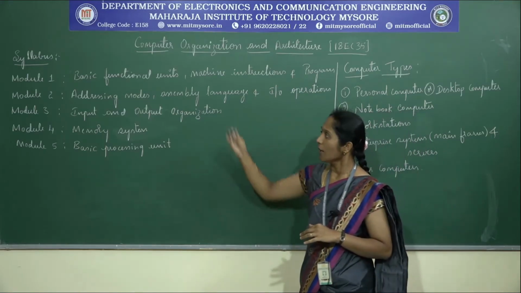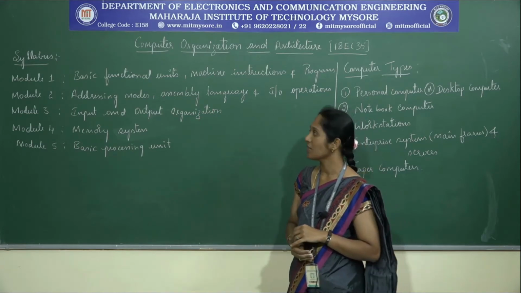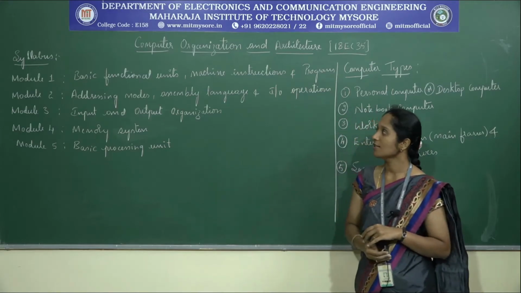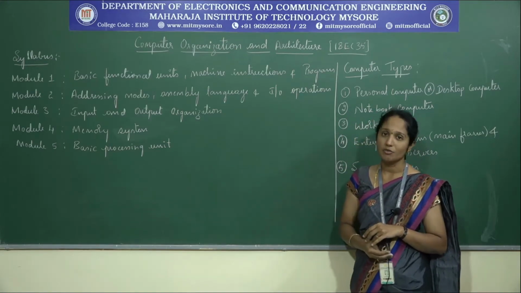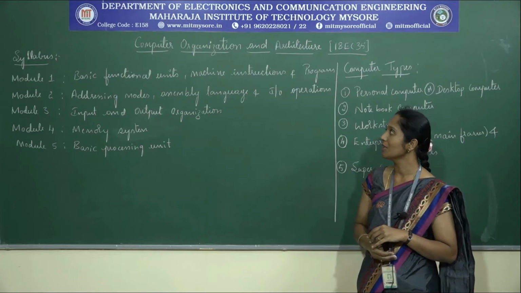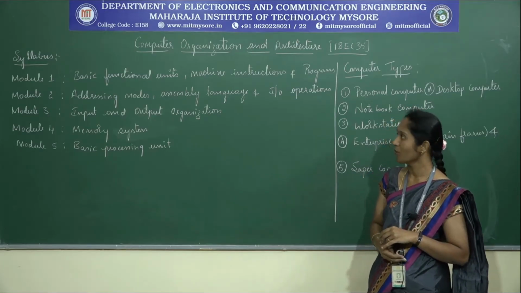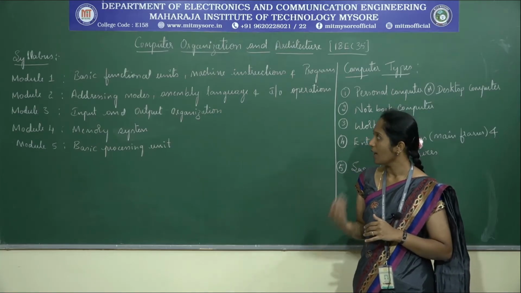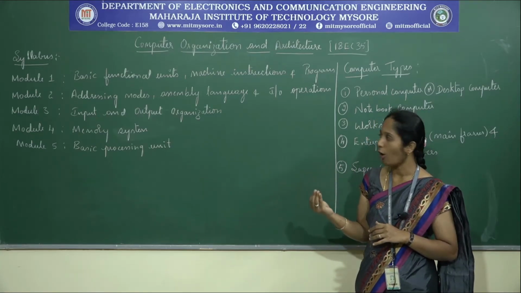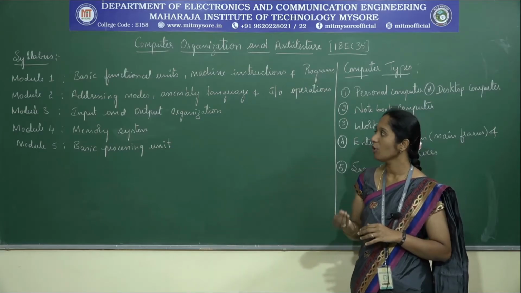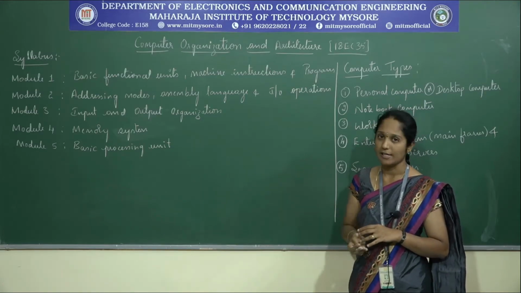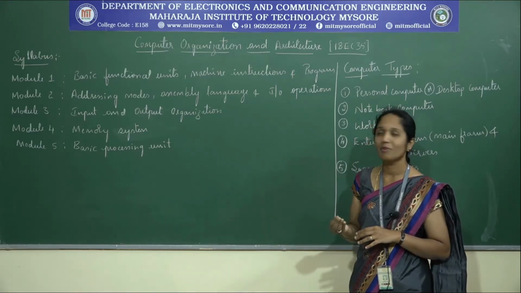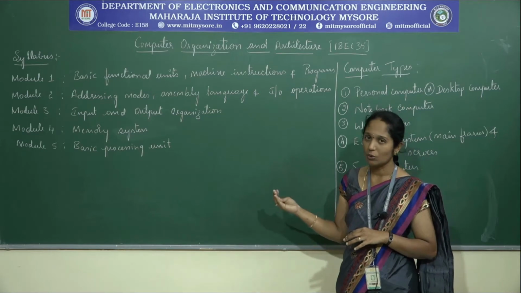And now coming to the syllabus, what we have in this subject, we have 5 modules. In the first module we are going to understand the basic functional units of the computer. Next we are going to learn machine instructions and programs. In the second module we have addressing modes, assembly language and input-output operations. And in the third module we have input and output organization. For the fourth module we have memory system. In the fifth module we have basic processing unit.